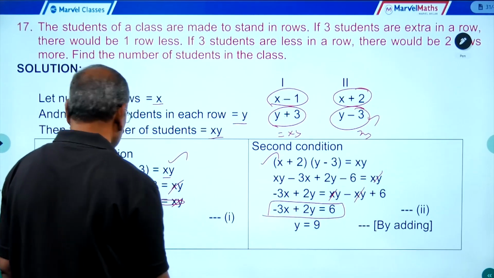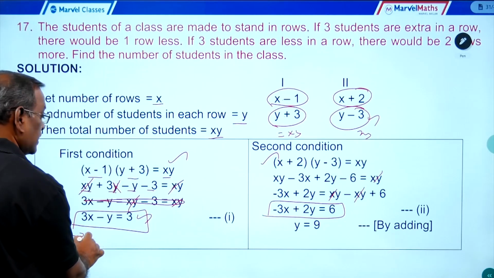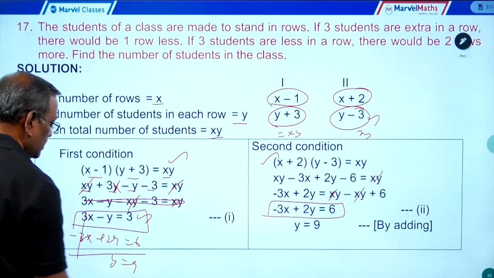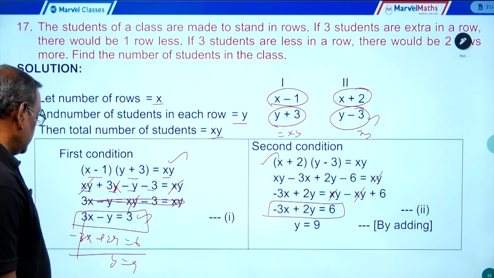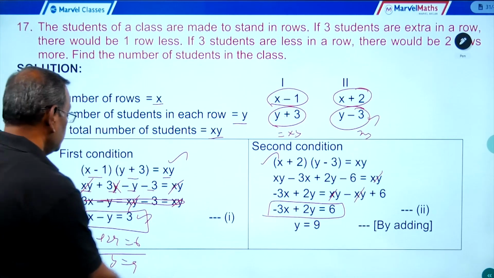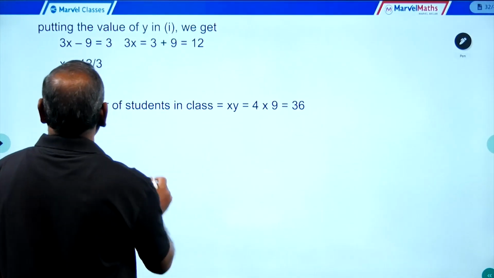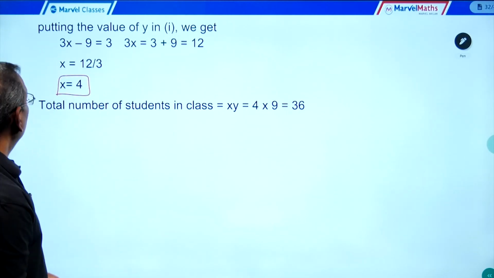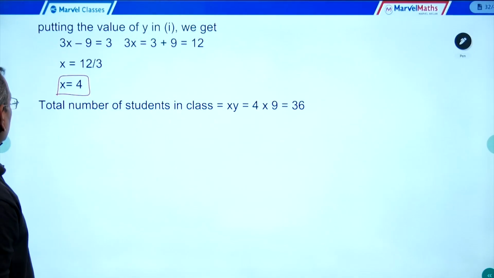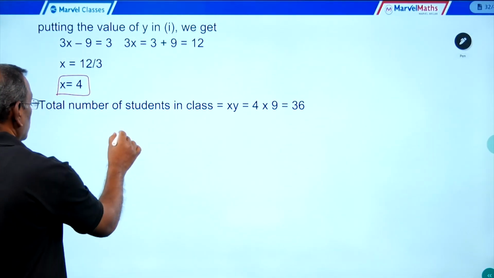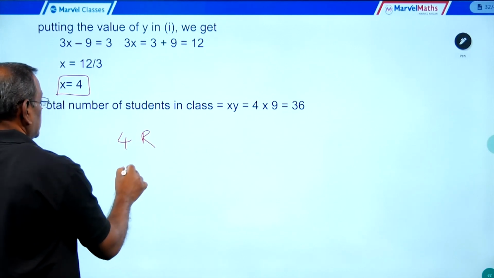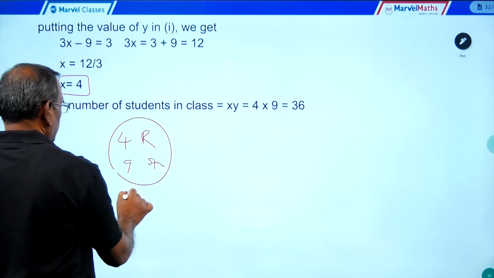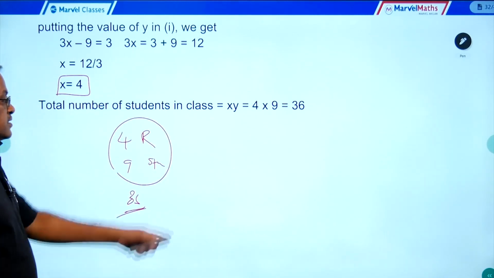Adding these two equations, if you add minus 3x plus 2y equals 6, the x terms cancel. What is y? y equals 9. When y equals 9, substitute here, x equals 4. So what is the meaning of this? The number of rows equals x, so there are 4 rows, and the number of students in each row is 9. So what is the class strength now? 4 into 9, 36. Class strength is 36 students.